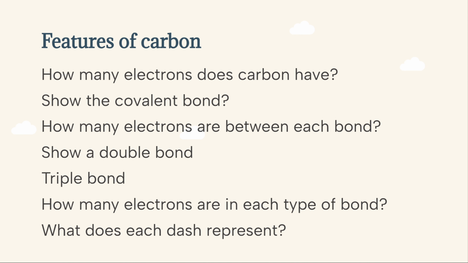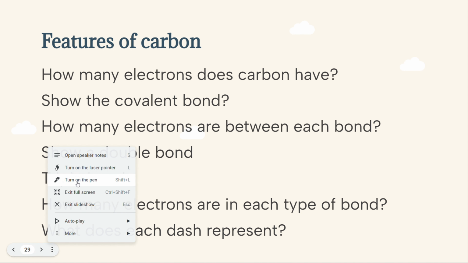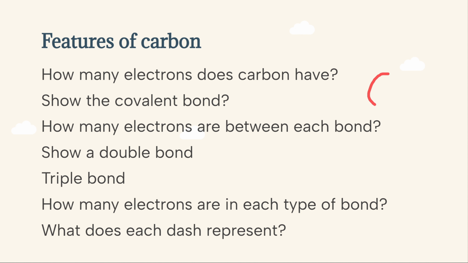Okay, moving on. The features of carbon. When you think about carbon, how many electrons does carbon have? Carbon, C, has a total of 6 electrons, and so the electronic configuration would be 2, 4: 2 for the first shell, 4 for the second shell. And this question is now asking us to show the covalent bond between two carbon atoms. And it's actually quite simple.